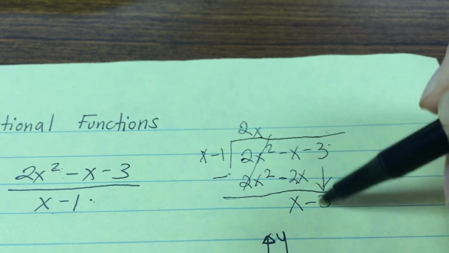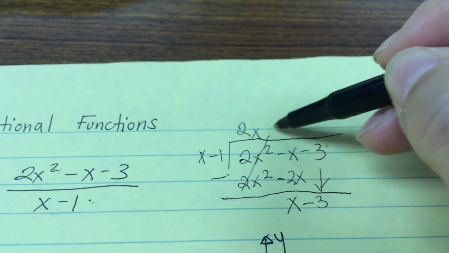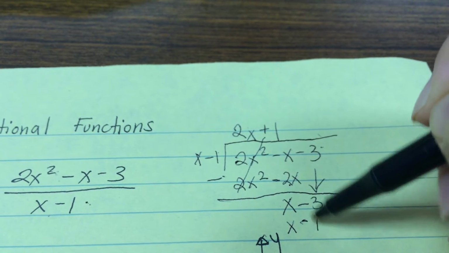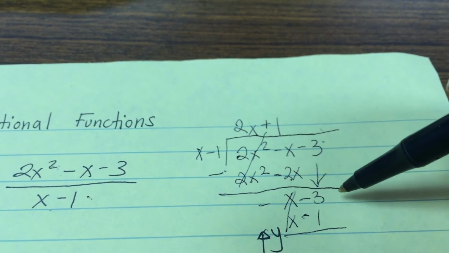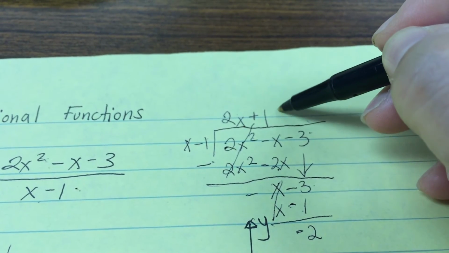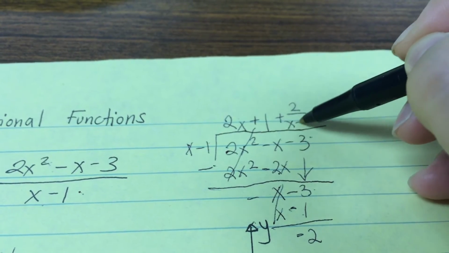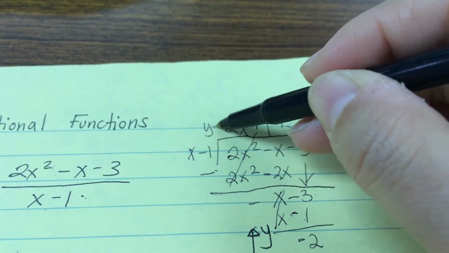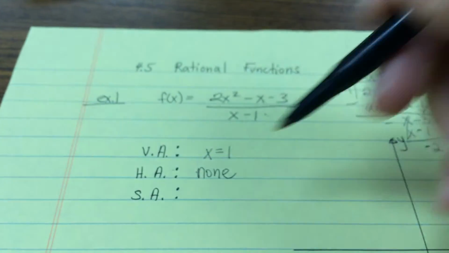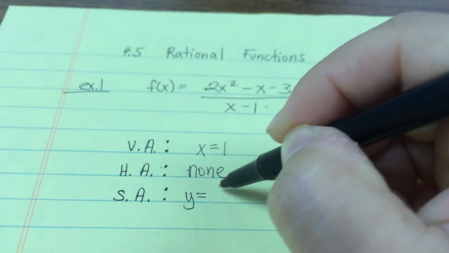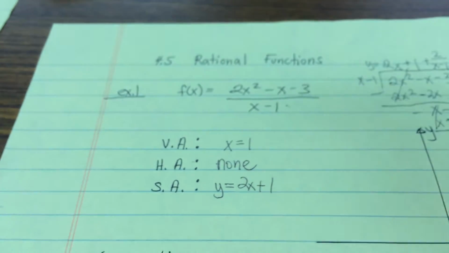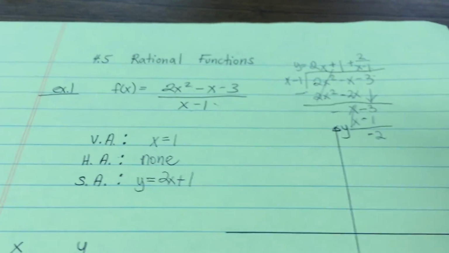Bring down the 3, and then since this is positive, we put a plus 1 right here. That gives us x and minus 1. Then the x's will cancel out, and negative 3 plus 1 is negative 2. So the remainder we'll put down as 2 over x minus 1. Again, this is an equation of y equals. When we actually graph it, it's going to be 2x plus 1. So I'm going to put SA right here as y equals 2x plus 1. Okay, that's the graphing portion of it. So let's go ahead and sketch it out.